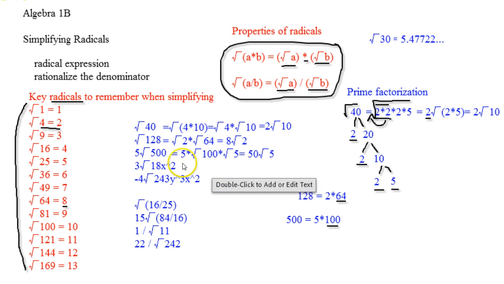Now what if I have some variables in there? Well, I still break it down, and I can still think about it, and you could actually add to this. So if you're ever seeing something like the square root of x squared, that will actually be x, because what times what is x squared? That's just x.